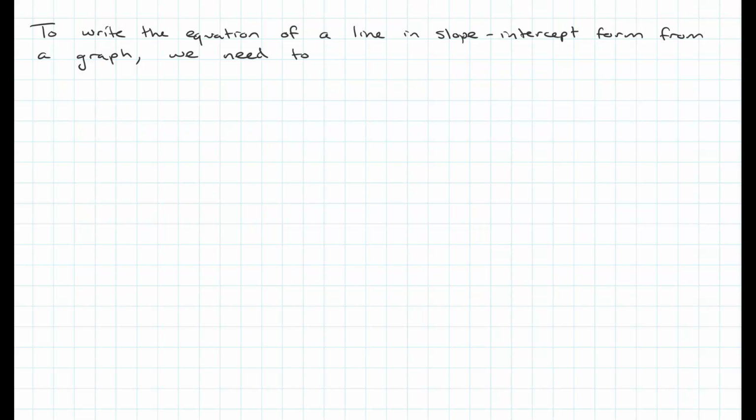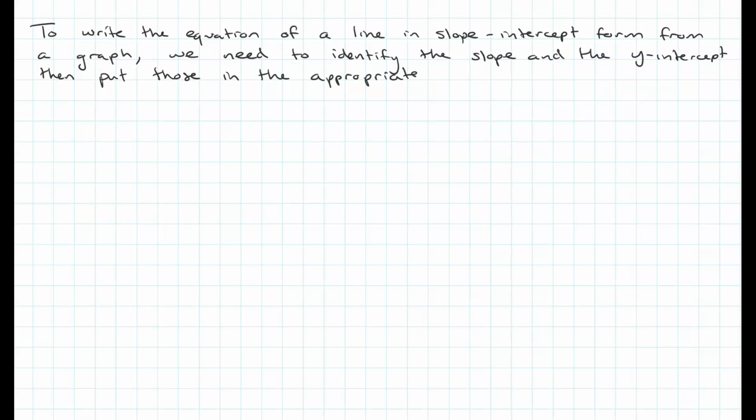So using slope-intercept form, we can pretty quickly write the equation of a line from a graph. We need to identify the slope and the y-intercept, then put those values in the appropriate places in the equation.